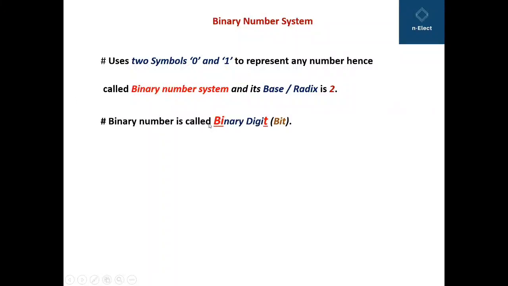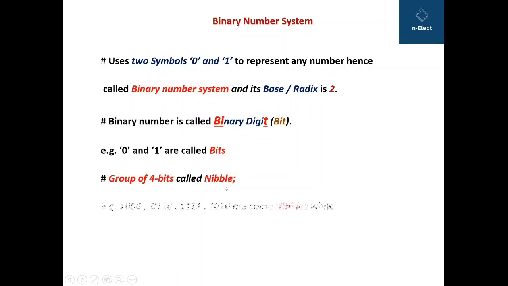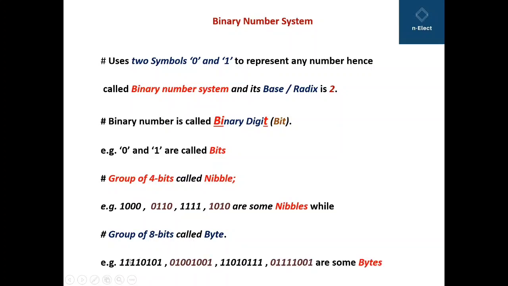A binary number is actually called a binary digit, and in short, when bi is taken from binary and t is taken from digit, it is called a bit. 0 and 1 are the bits. A group of 4 bits is called a nibble. For example, this is a group of 4 bits, 4 bits, 4 bits, 4 bits; they are called nibbles. While a group of 8 bits is called a byte. So here you can see groups of 8 bits, 8 bits, 8 bits, 8 bits. These are all bytes.